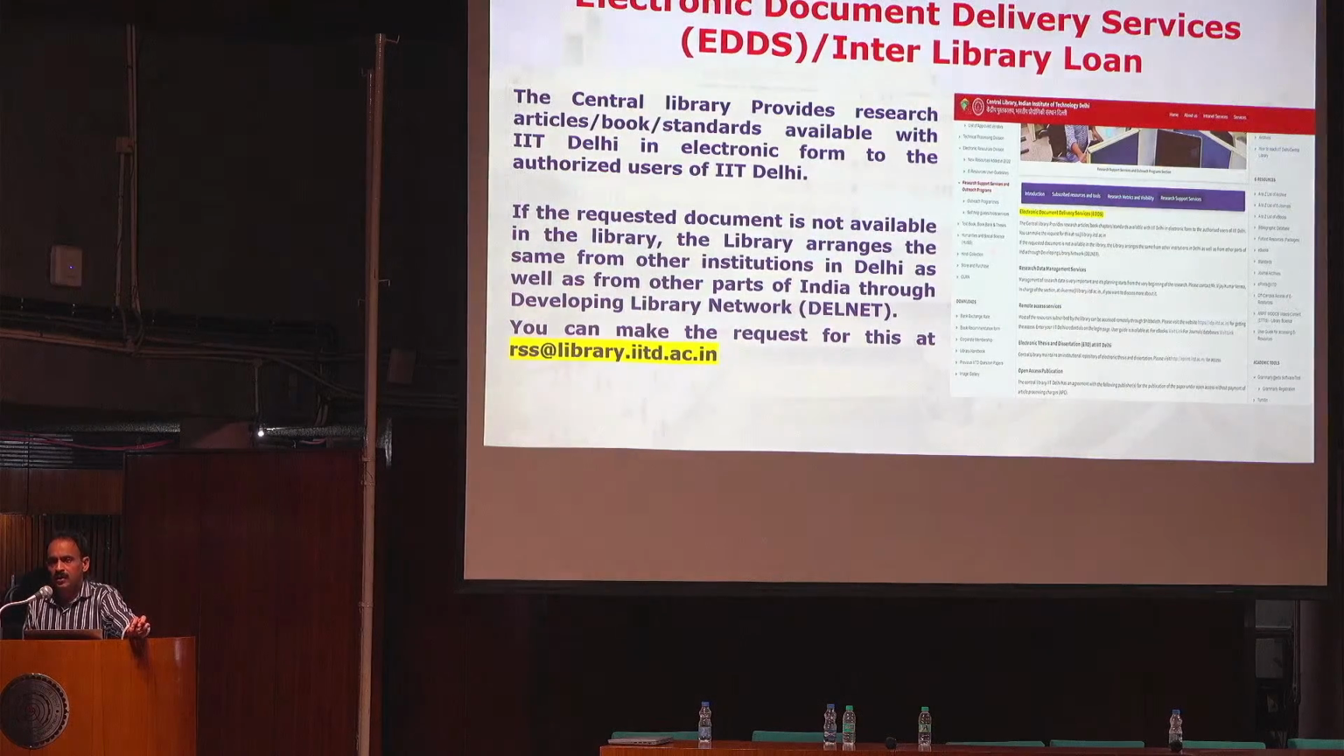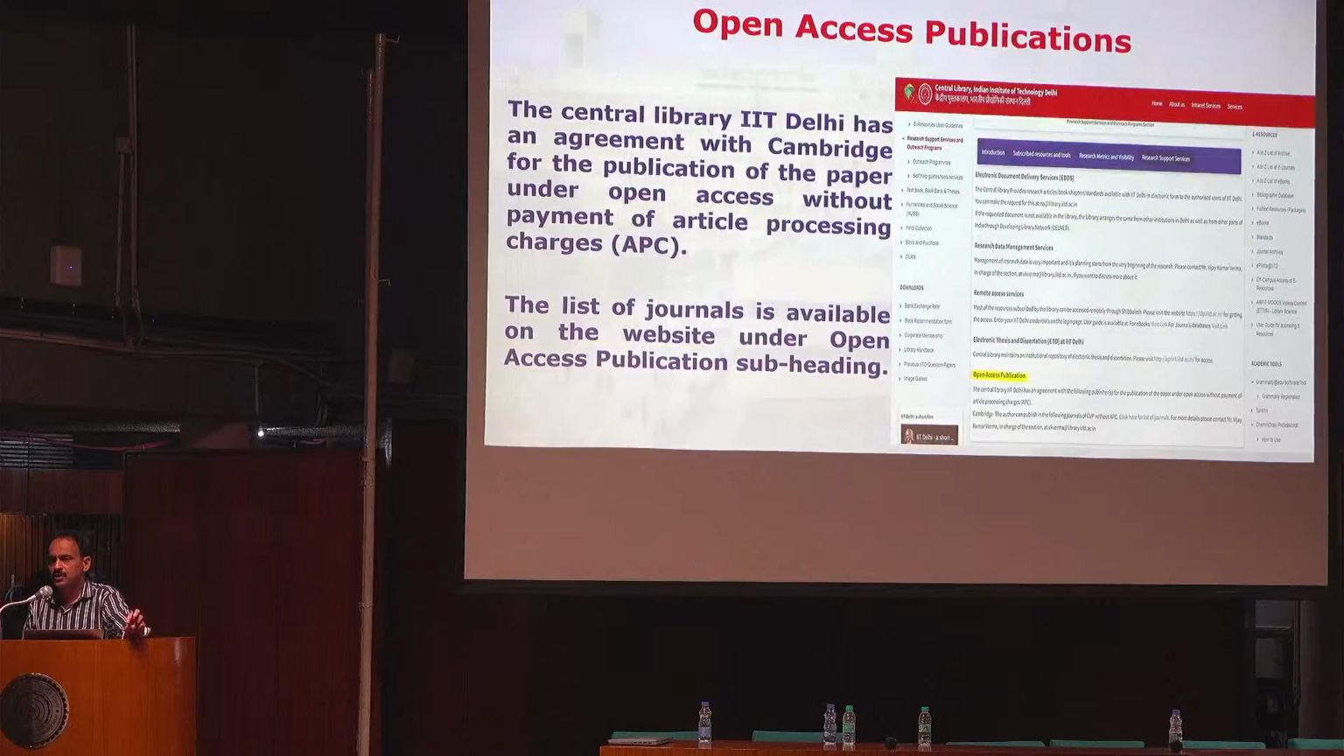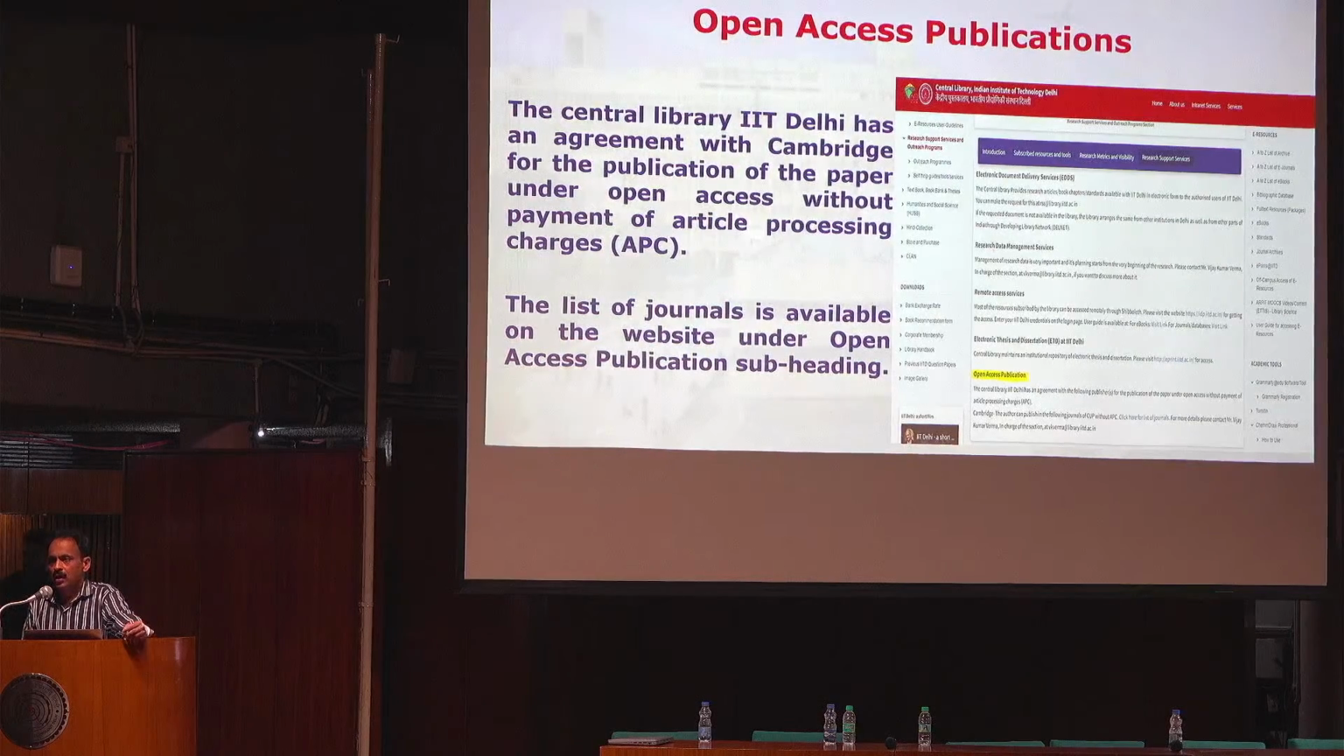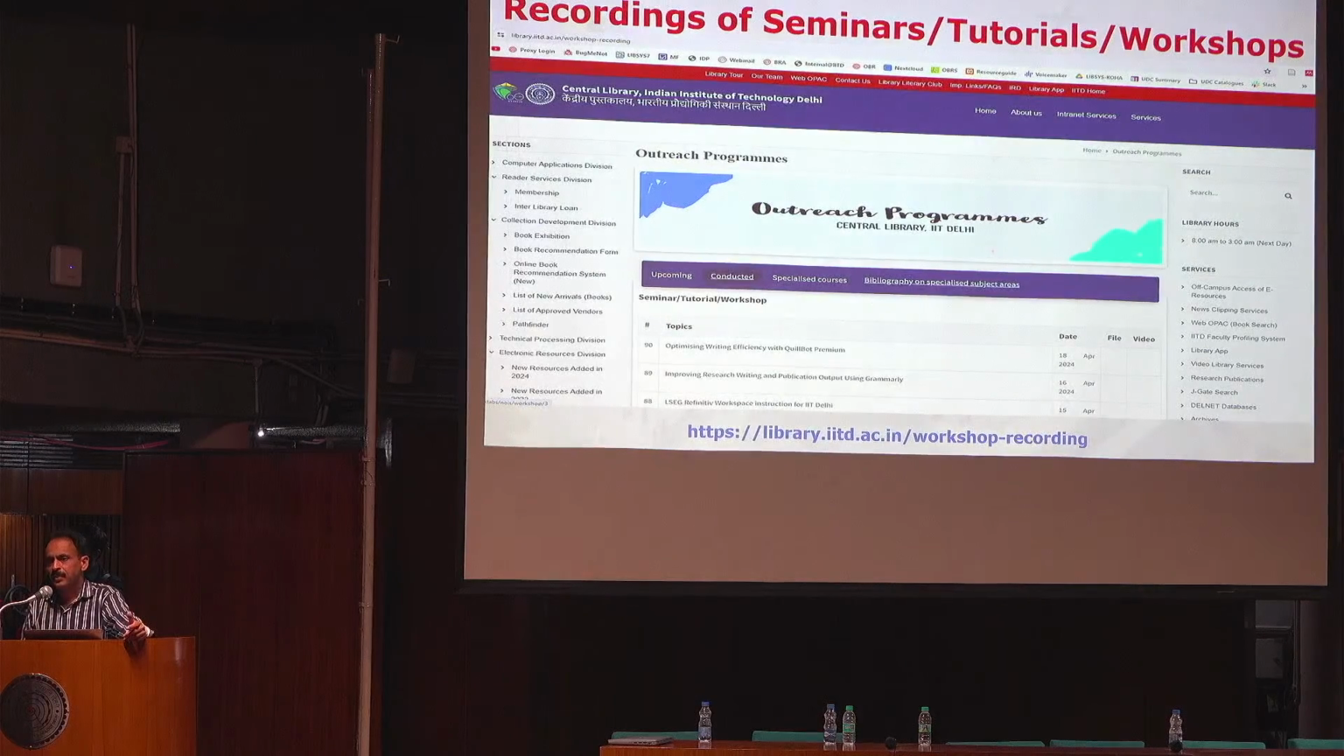We are having one electronic document delivery service also. If a particular book is not available in the library, you can just drop an email to this email ID. I think you will get the particular article if you need it, and if you want a particular book, you can just approach the central library. If it is not available with us, we can take it from some other library on interlibrary loan. We have recordings of all those programs which we are having in the library, uploaded on our website. So you can use this feature for that.